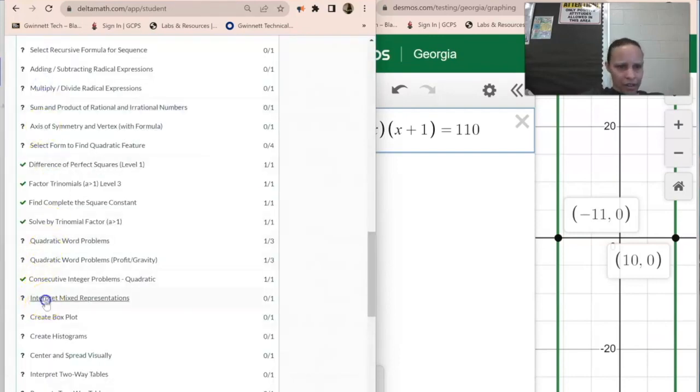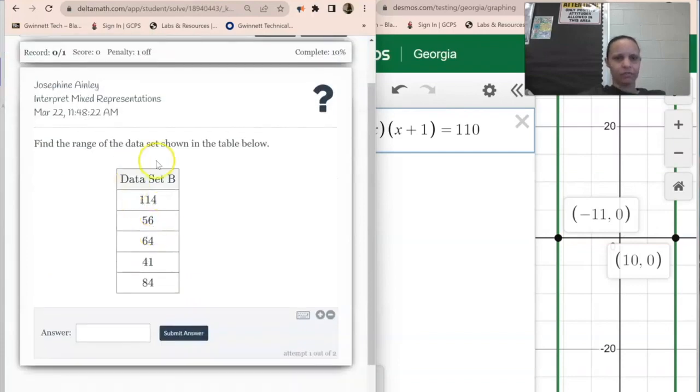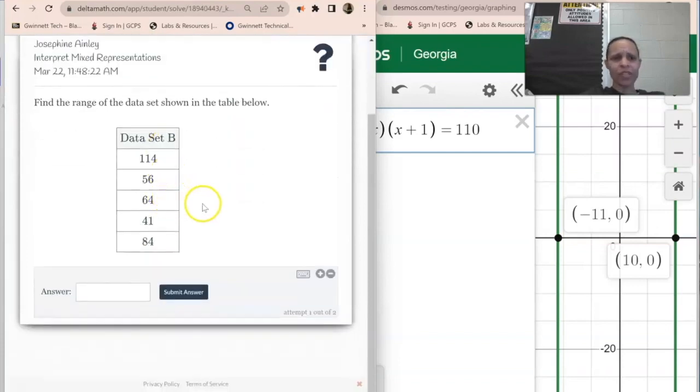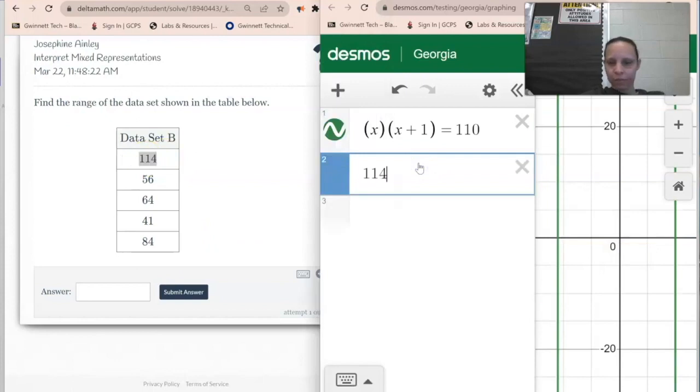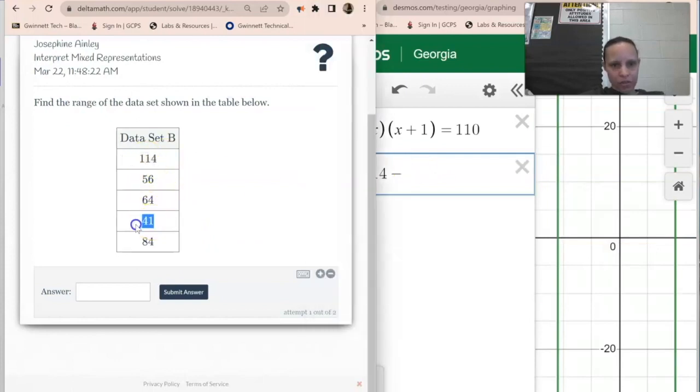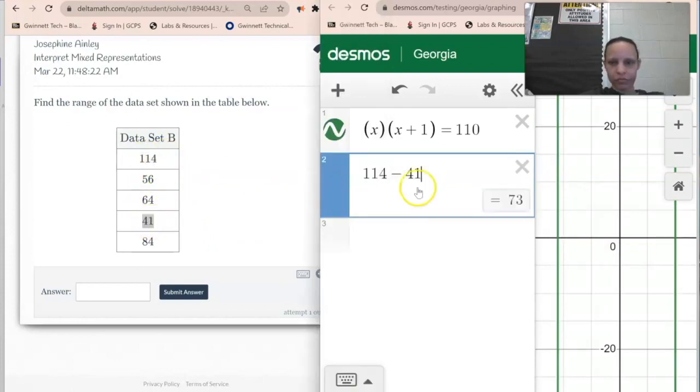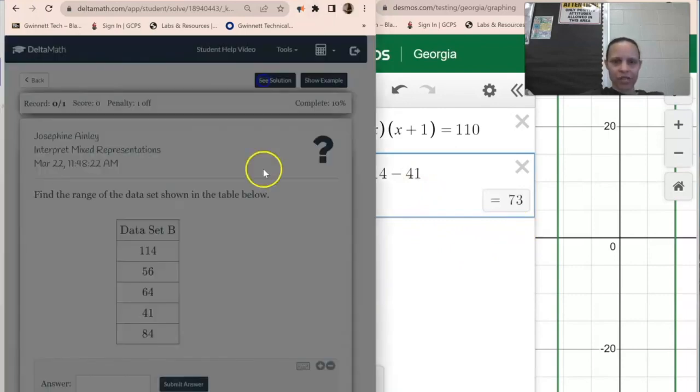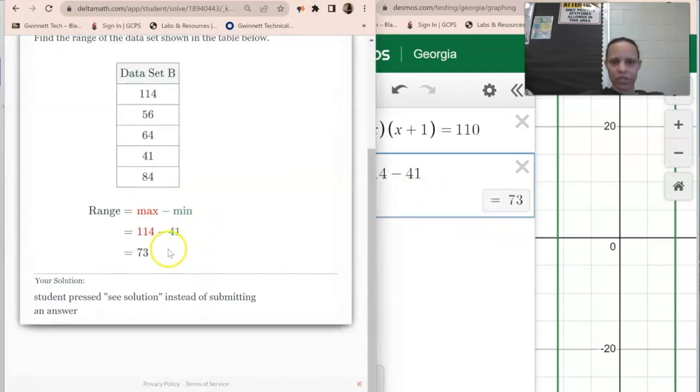All right, interpret mixed representations, and I'm going to get these wrong so that I can do multiple. All right, so find the range. What is range? Large max minus min, so 114 minus the smallest number, 41, so 73. Okay, I'm just going to get some of these wrong because there are multiple questions that they could ask you. So 73 would be what it is.